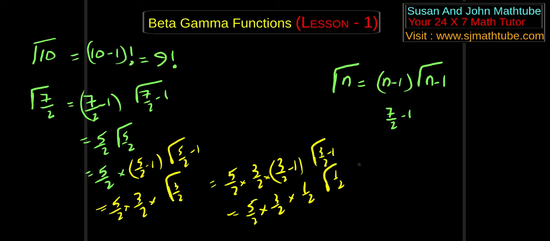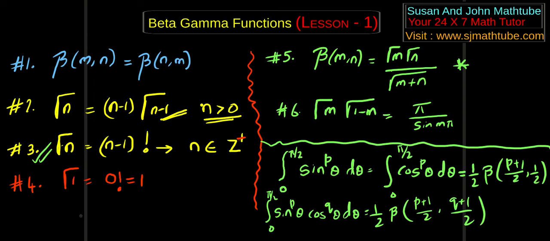That means eventually you will reach gamma 1 by 2. And let's add that in our list. Gamma 1 by 2 is equal to root pi.